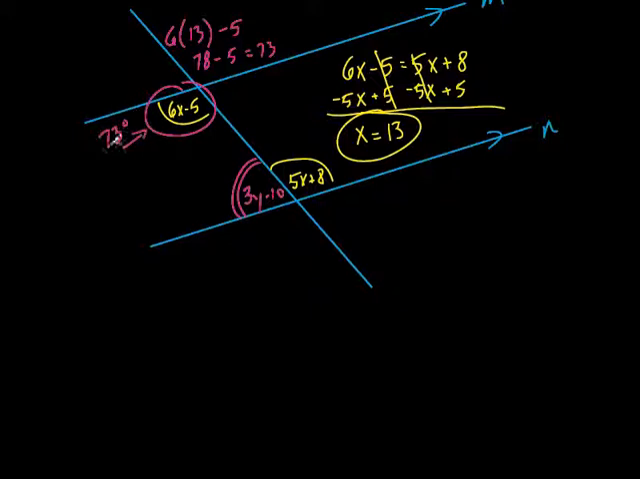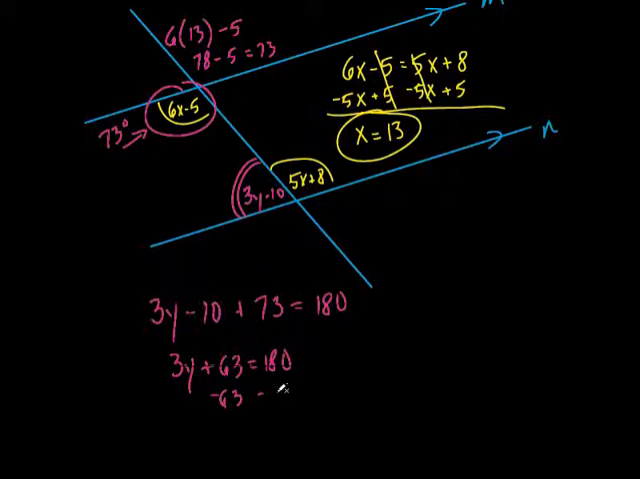So how do I find this one? What do I do to those two things? I add them up because they're supplementary. I add them up, so that's one angle plus the other one equals 180, right? Now we add like terms first. Negative 10 plus 73 is positive 63 equals 180. Subtract 63 from both sides. And that's 3y, and that's a 17? Is that 9? Does that look right? Did I do that right?